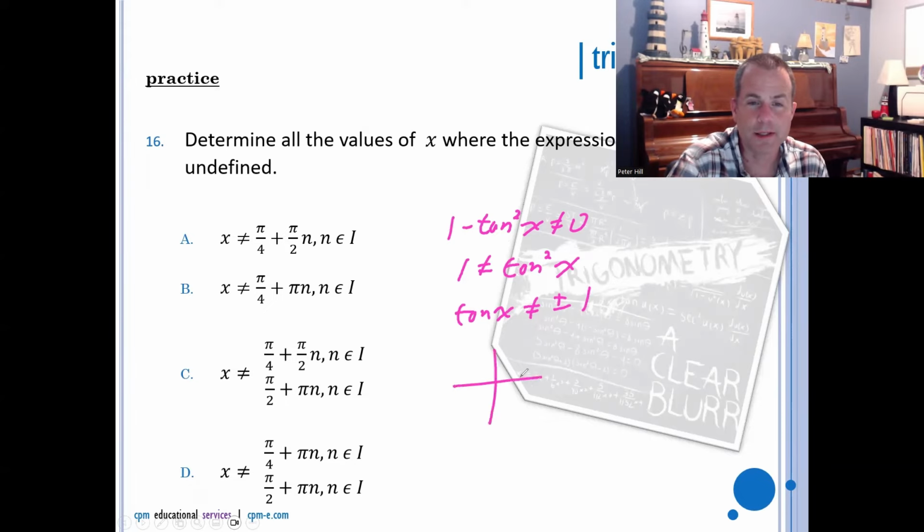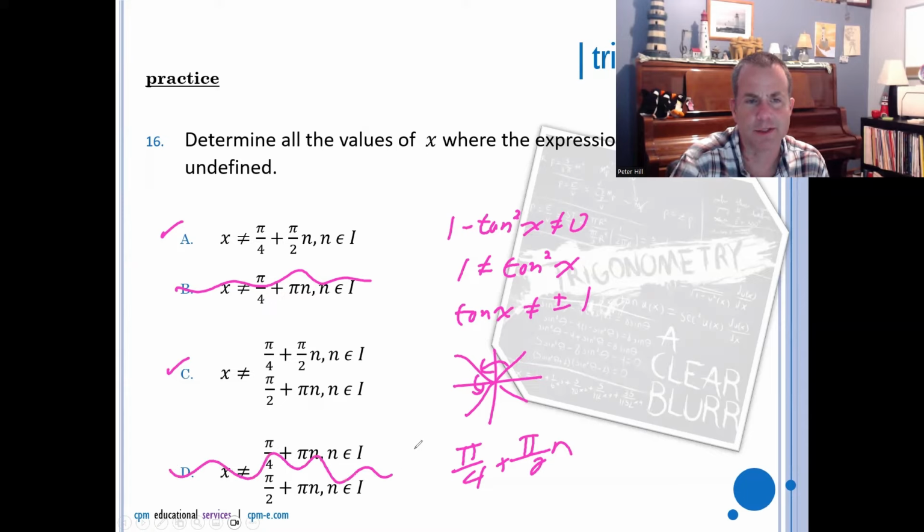Well, when does that happen? That happens at all my pi over 4s, essentially, which would be pi over 4 plus pi over 2n. So this guy is in play. This guy is no longer in play. This guy has that statement, pi over 4 plus pi over 2n. This guy does not have that statement. Okay, so that was kind of a 50-50 card. We're going to look at either A or C now.